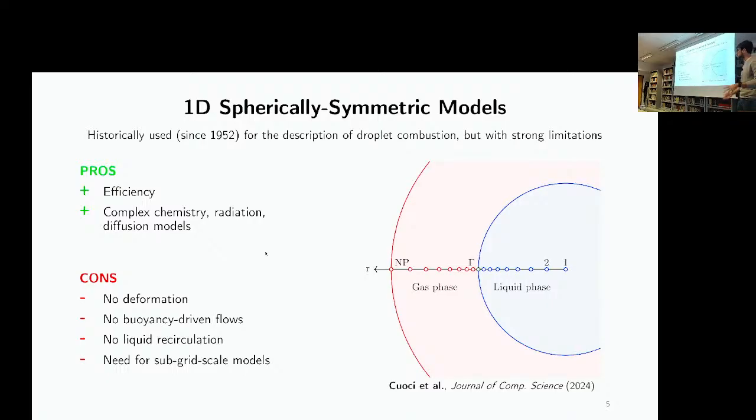The problem of the isolated droplet has been studied probably since the 50s, but probably even earlier, starting from the famous D-square law, which was based on a lot of assumptions that were successively relaxed by different authors, except for the main assumption of this model, which is that the droplet is perfectly spherical, and the gas phase environment is spherical as well. This assumption allowed a complex multi-dimensional system of equations to be reduced to a 1D system of equations that can be solved in an efficient manner, including complex kinetics, radiation, and diffusion modeling.